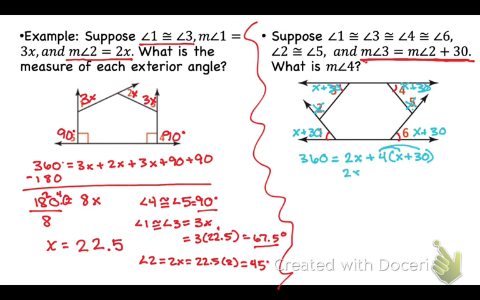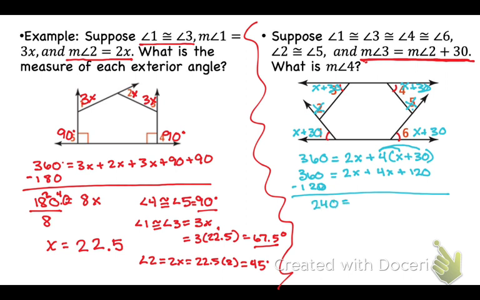So I get 2x plus 4x plus 120. Yeah. Okay, then what? Would you bring the 120 over to the 360? Yeah, subtract the 120 from the 360. So I get 240 equals what?